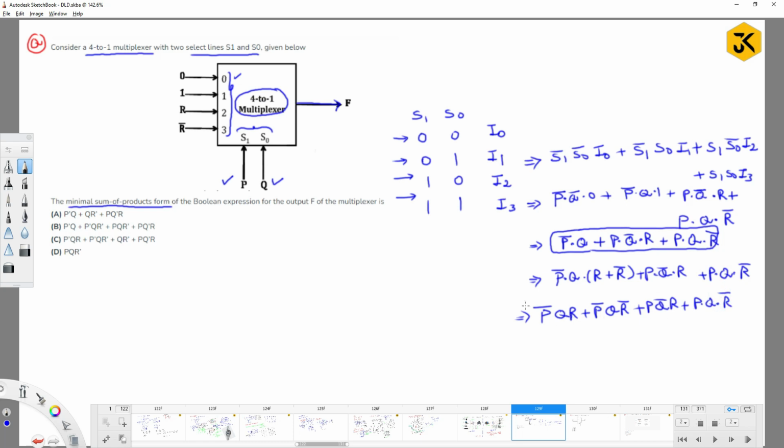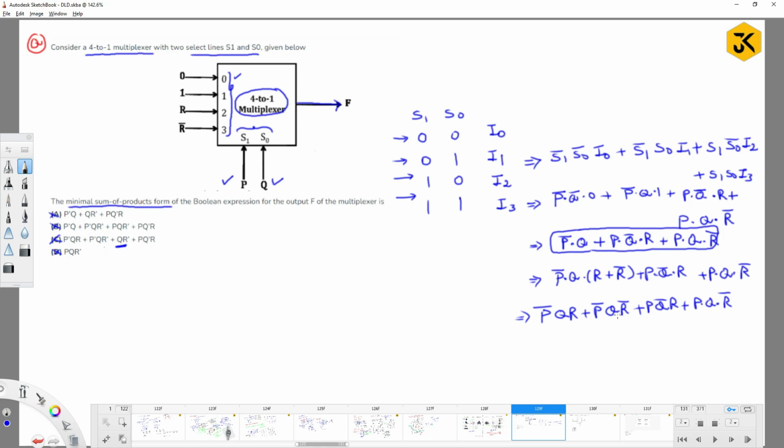Now, is the answer there? P bar Q R bar, P bar Q R bar, right? So this term is not there, so option C is also wrong. Option E is not there. Option B is also not there. Option D is also not there, right?